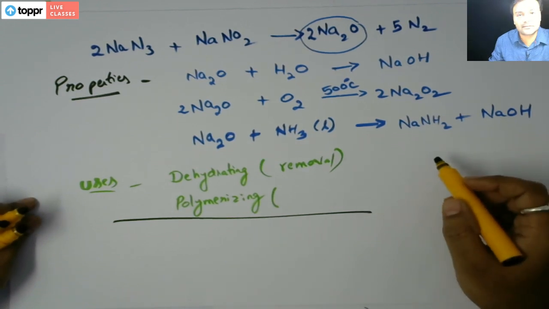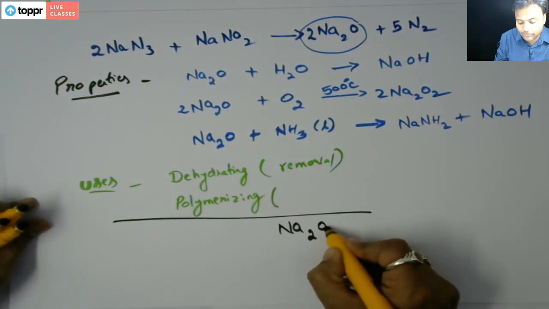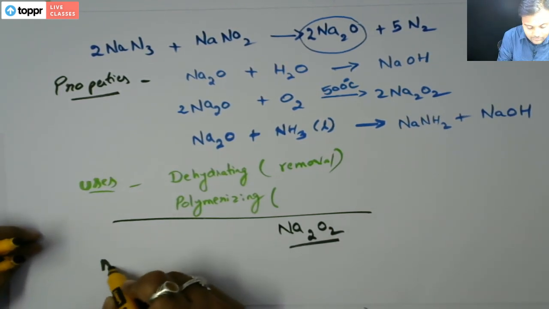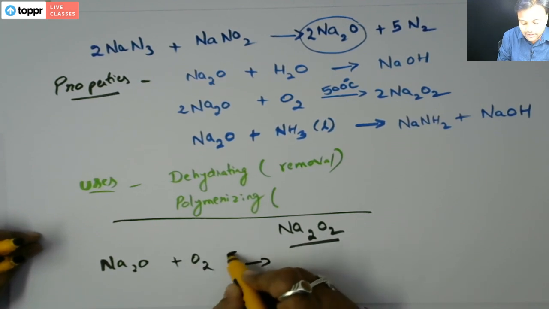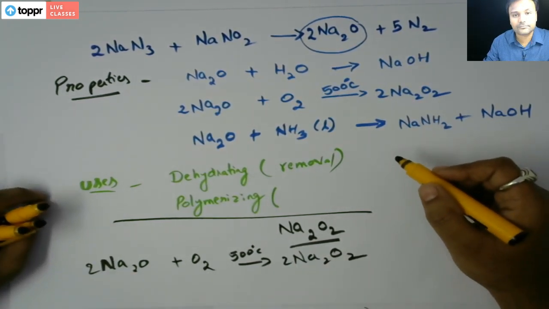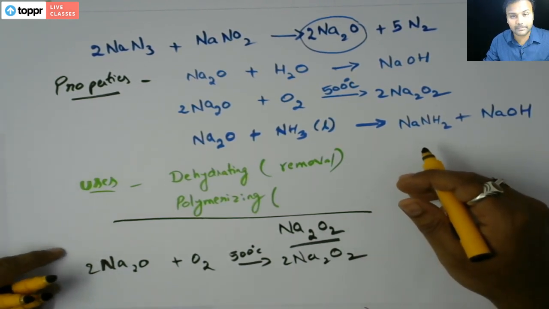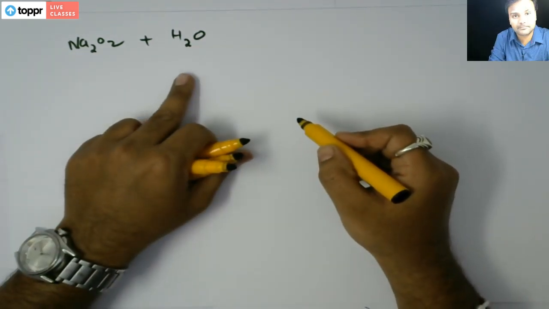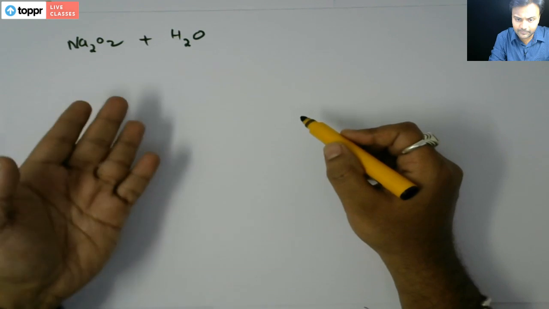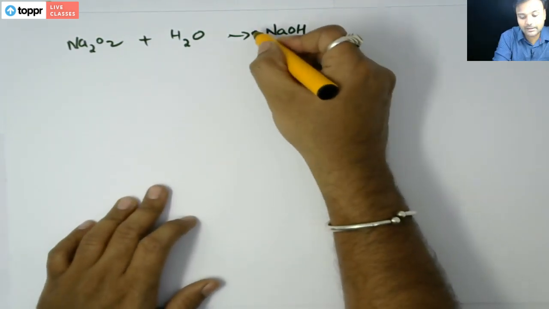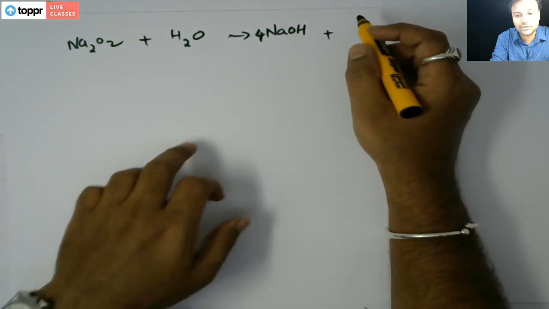Let's look into another compound, that is Na2O2, sodium peroxide. As we have seen already, how do you prepare sodium peroxide? Sodium oxide, when treated with oxygen at around 500 degrees centigrade, forms sodium peroxide. So this is one preparation. If you look at the properties of sodium peroxide, Na2O2 reacts with water, in the same way as sodium oxide does. But the number of moles of sodium hydroxide formed is different from that of sodium oxide. Here there is formation of around 4 moles of sodium hydroxide with the elimination of oxygen.